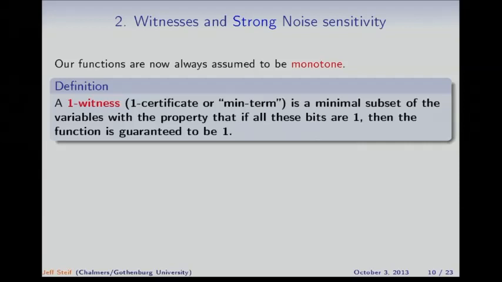Okay, so a one witness, or what some people might call a one certificate, or a minterm, is, given a Boolean function, a minimal subset of the variables with the property that if I put a one at those bits, then the function is guaranteed to be one, even if I put all zeros in the other bits. And this set is minimal with respect to that property. So if I take any subset and put all ones, I'm not guaranteed to be one. Okay, that's what a one witness is.